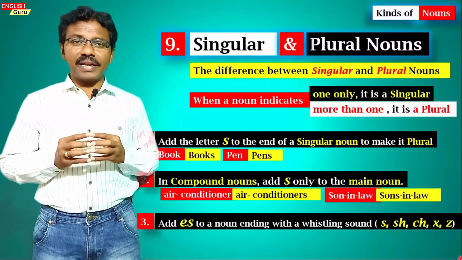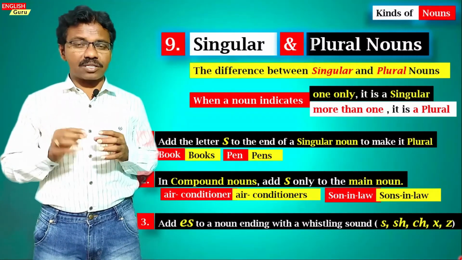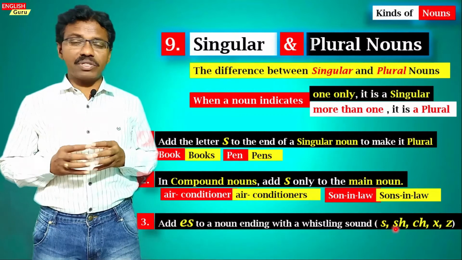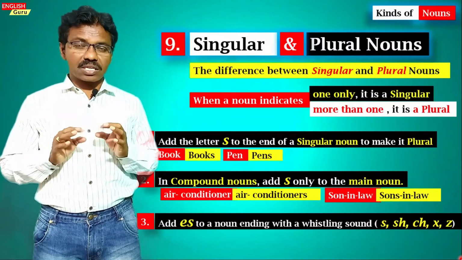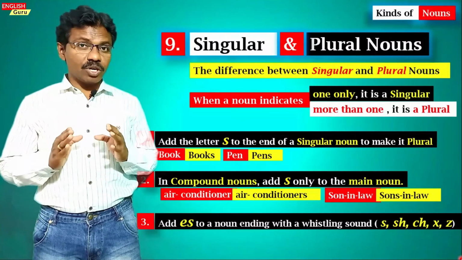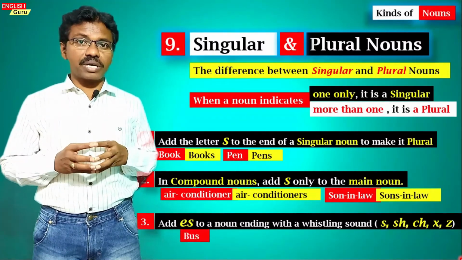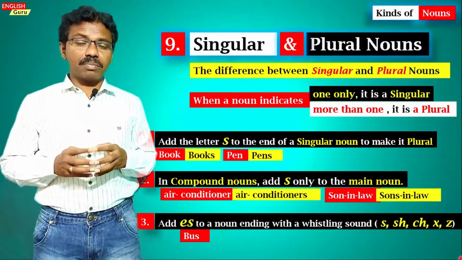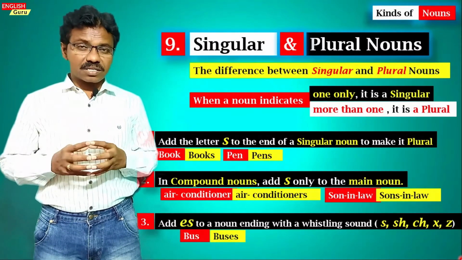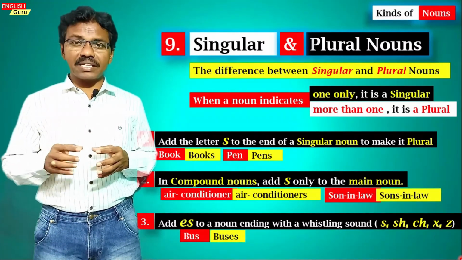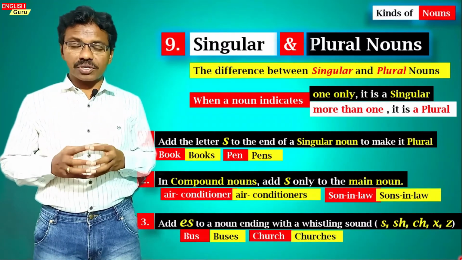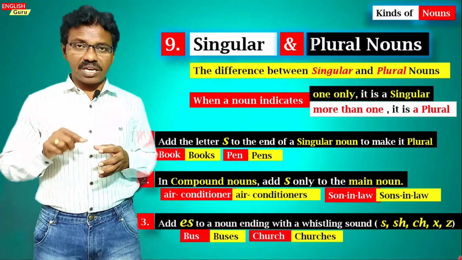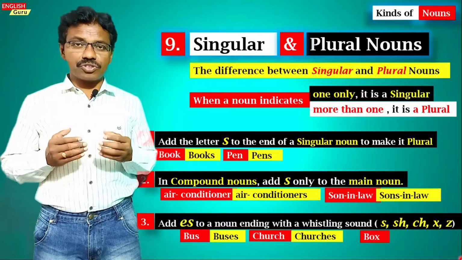The third one is adding letters ES to the words that are ending with whistling sounds like S, X, Ch. So if the word ends with these sounds, we should add ES. For example, bus. Bus is a singular. If you add ES because it is ending with S, it becomes buses. Church is a singular. It is ending with CH, and if you add ES, churches.